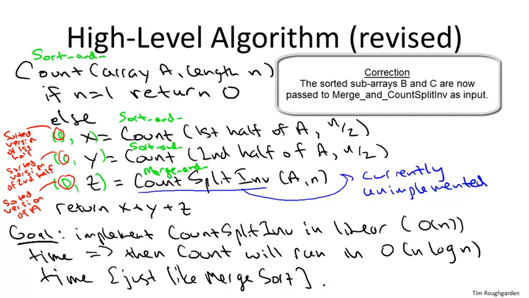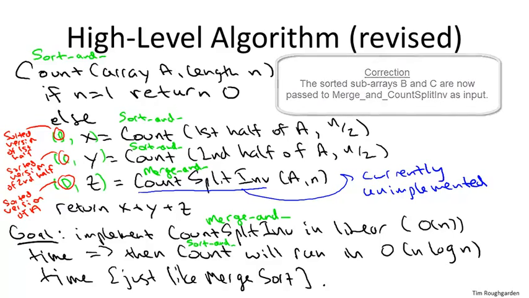Now, we shouldn't be intimidated by asking our combining subroutine to merge the two sorted subarrays B and C, because we've already seen we know how to do that in linear time. So the question is just, piggybacking on that work, can we also count the number of split inversions in an additional linear time?